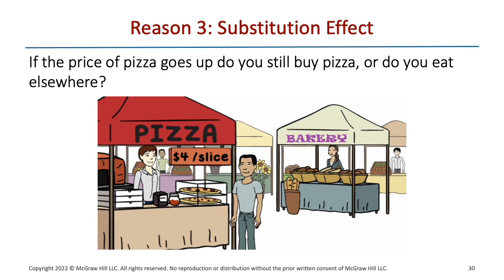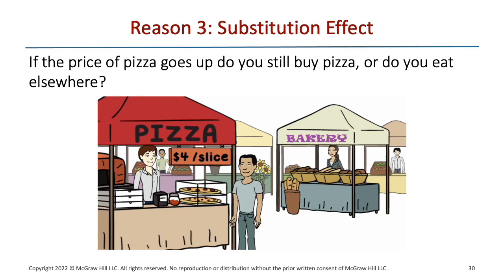Okay, and then we have reason number 3, the substitution effect. This is the third reason why we have that downward sloping line. Essentially, when I say downward sloping line, what I mean is, why do we have that inverse relationship? So, substitution effects. The price of pizza goes up. Do you still buy the pizza, or do you eat elsewhere?